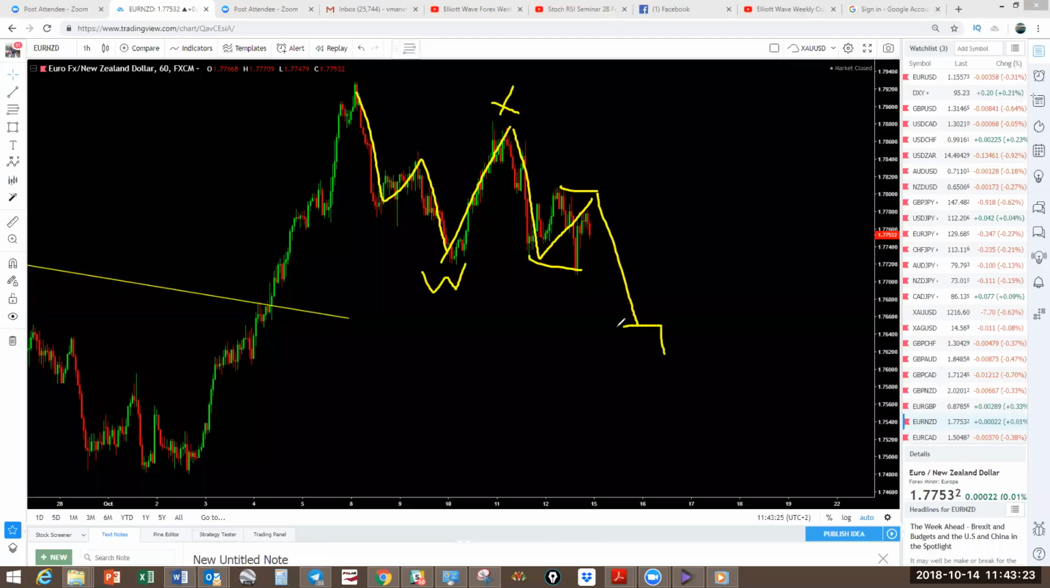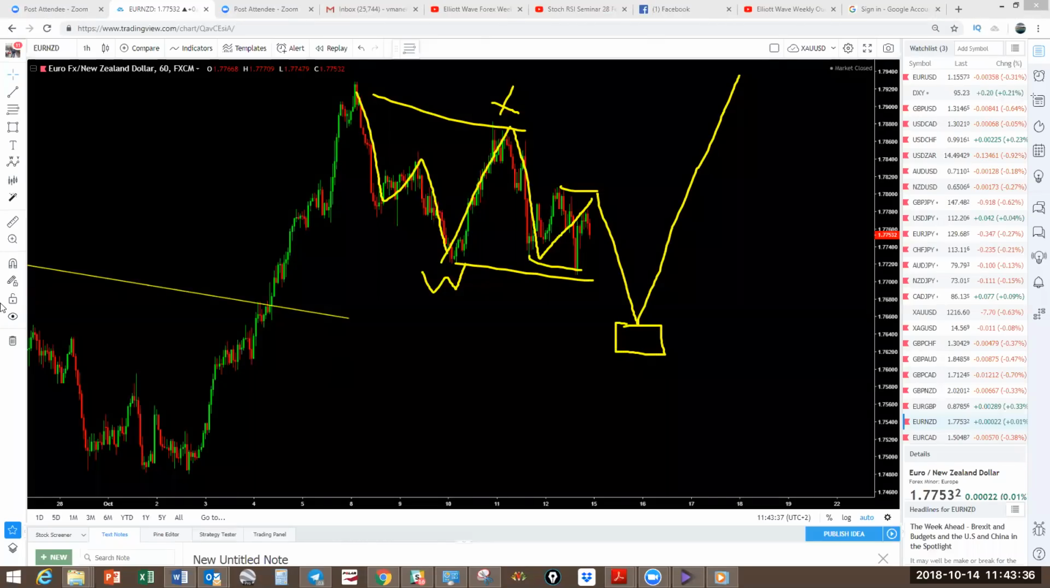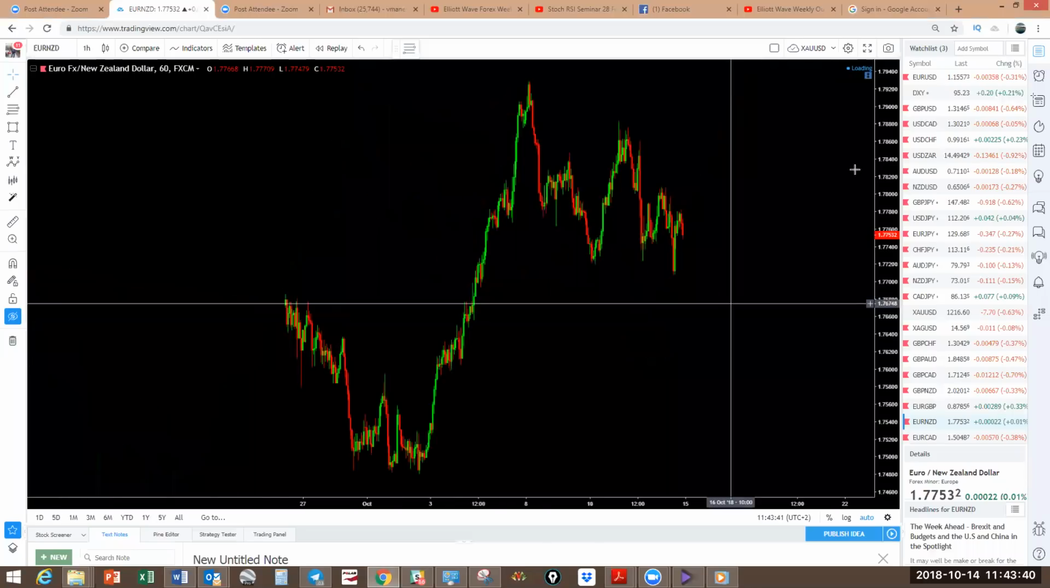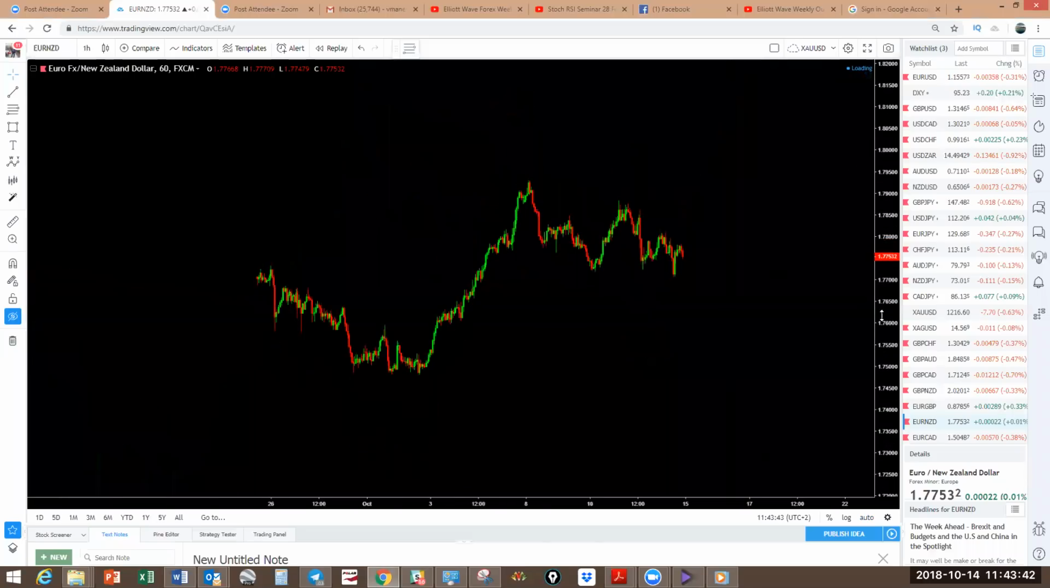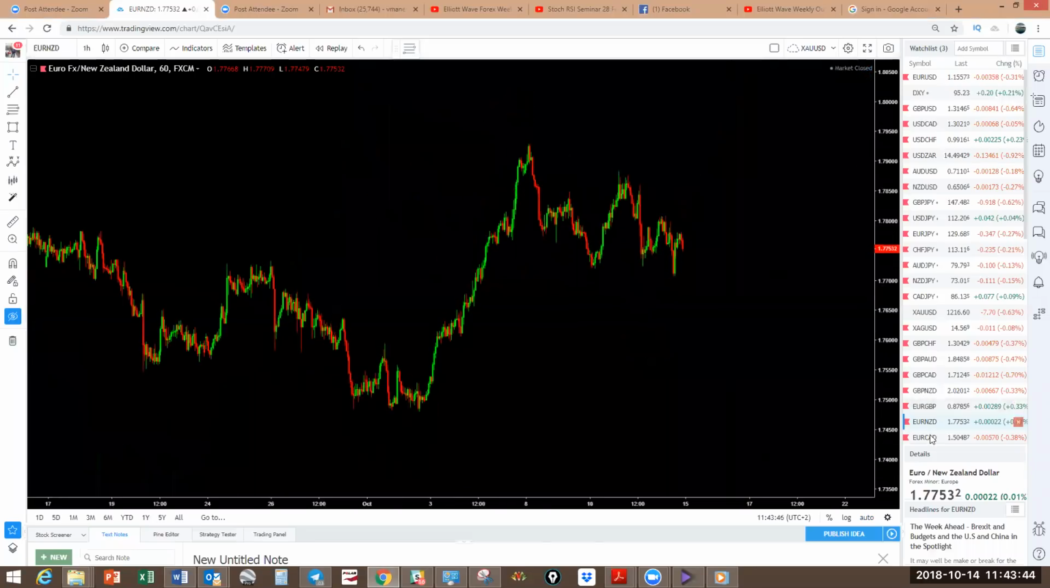You could have a blue box here. We don't show the blue box here. So that's how this one could play out in the next coming couple of sessions. If you get a corrective structure like this, this one will be a good one for further upside. Okay. That's Euro New Zealand. Looking pretty interesting with that structure. Euro Audi.